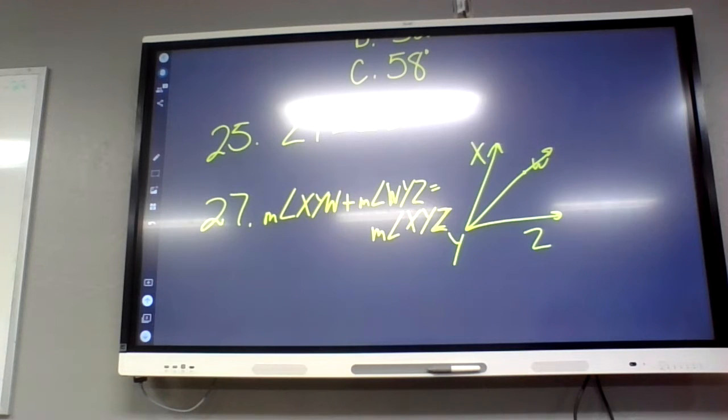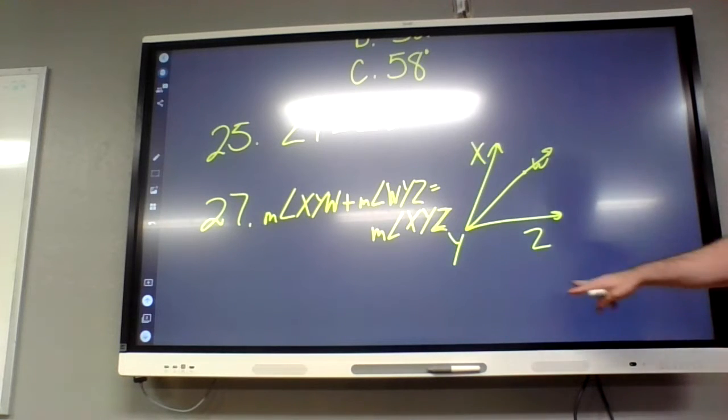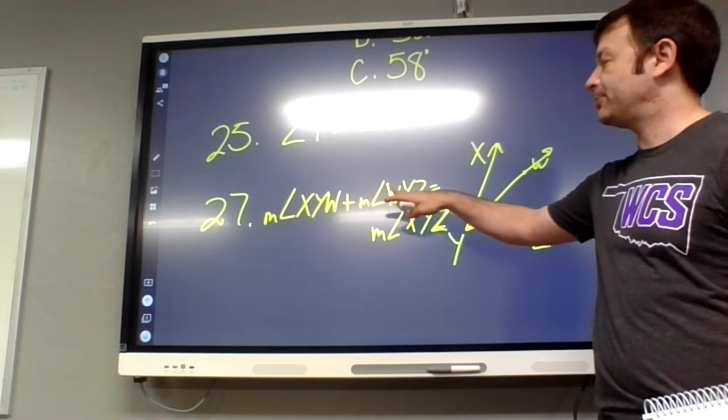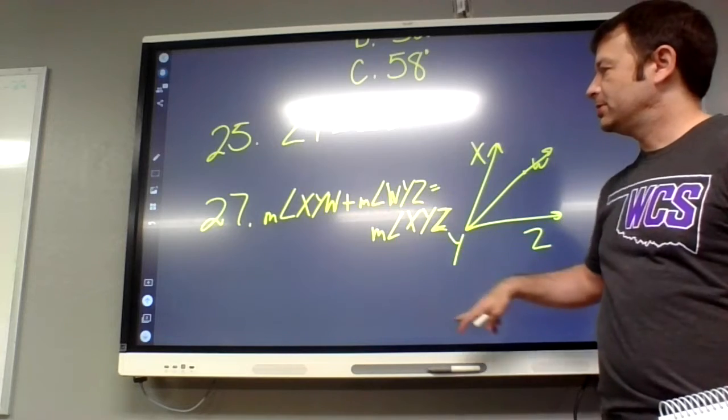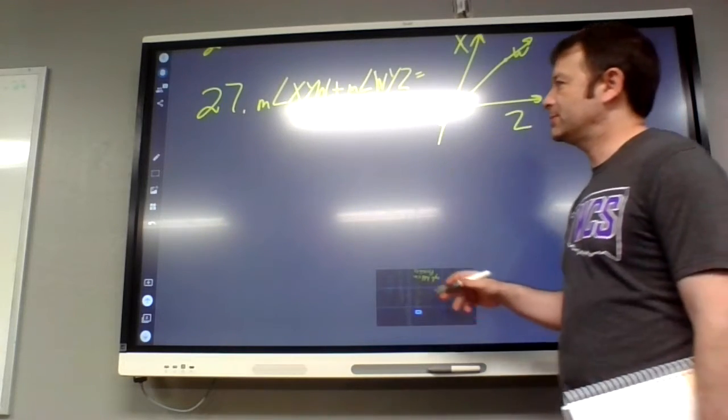When the book is talking about the angle measurements, they always put a little M in there. Sometimes I skip them just because it takes longer, but yeah. The M is to represent the measurement, like the number, as opposed to just the angle itself.